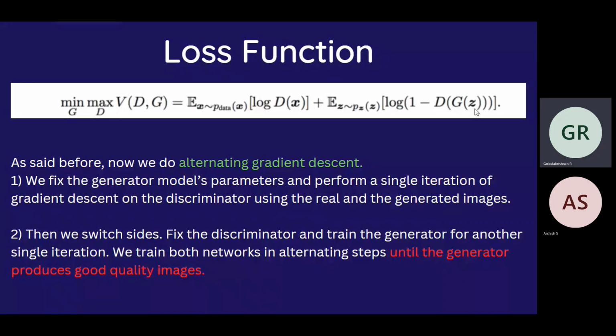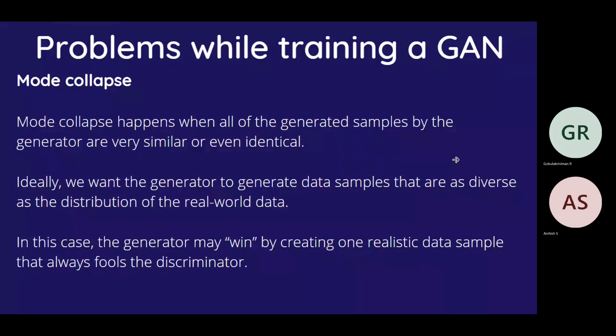Now we'll see why we need to stop when it starts producing good quality images. We'll come to that problem next. The first and most common problem you can face while training a GAN is called mode collapse. Mode collapse happens when the generator starts generating a very small number of unique images and the discriminator is continuously getting fooled by it. Let me show you what exactly that means.